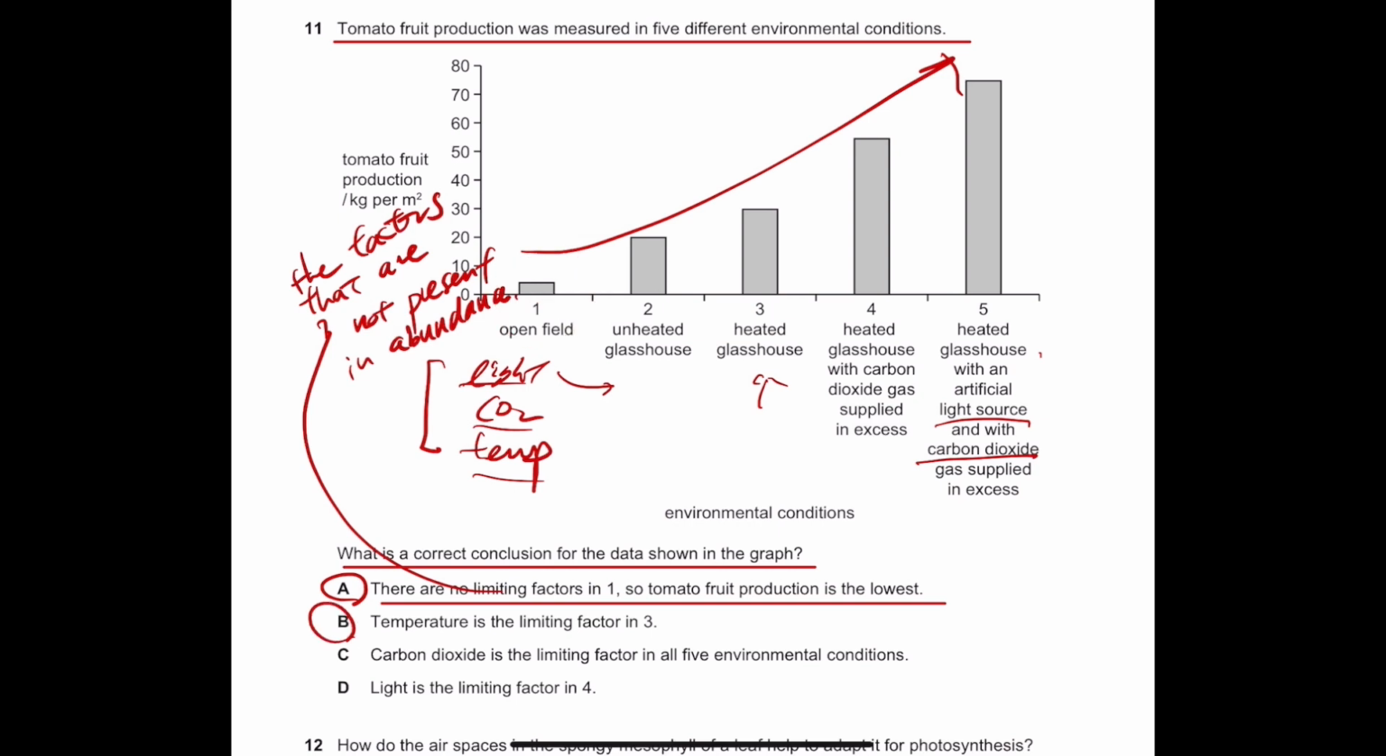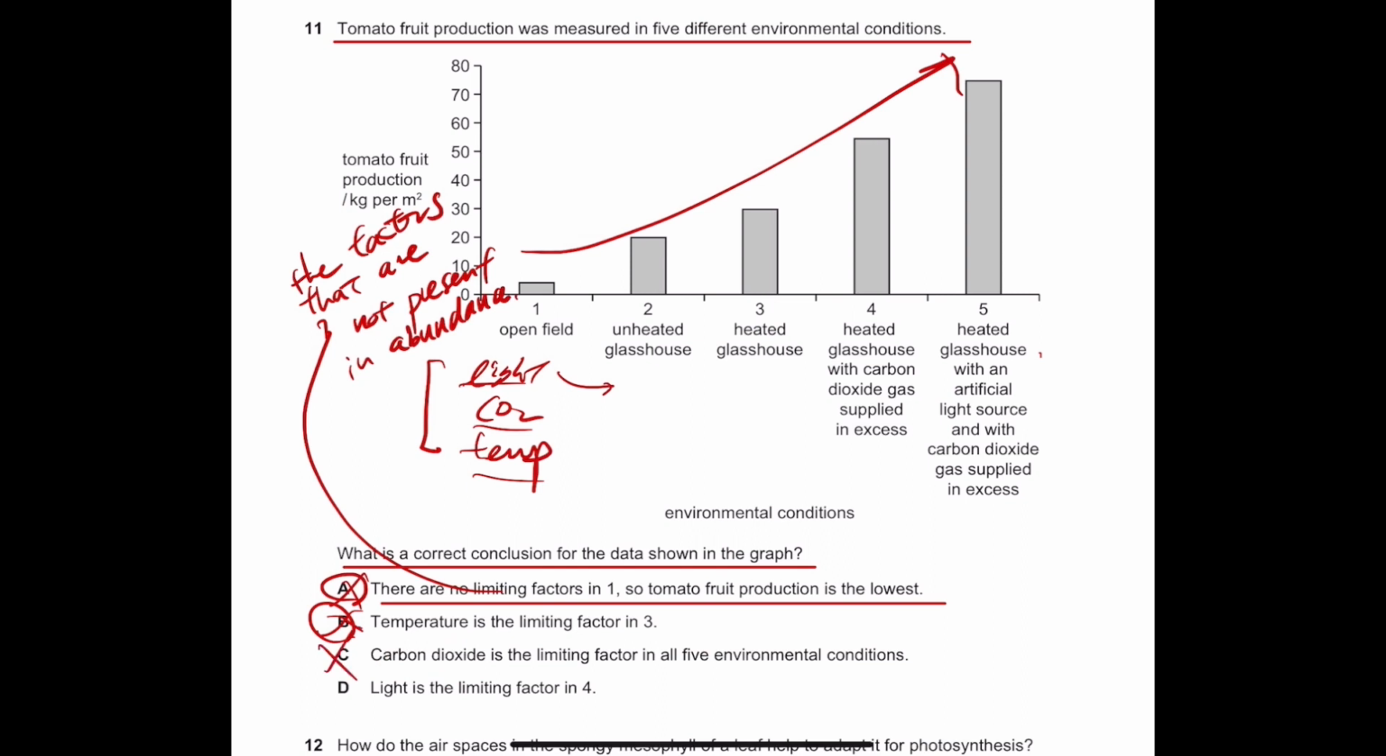Number B, temperature is the limiting factor in 3. Nope, it says it heated. So this factor, temperature, is not present in abundance. The temperature here is abundant. Okay, so both A and B are not the answers. C, carbon dioxide is the limiting factor in all 5 environmental conditions. No, you can see carbon dioxide in here and here as well. So they're not acting as limiting factors.